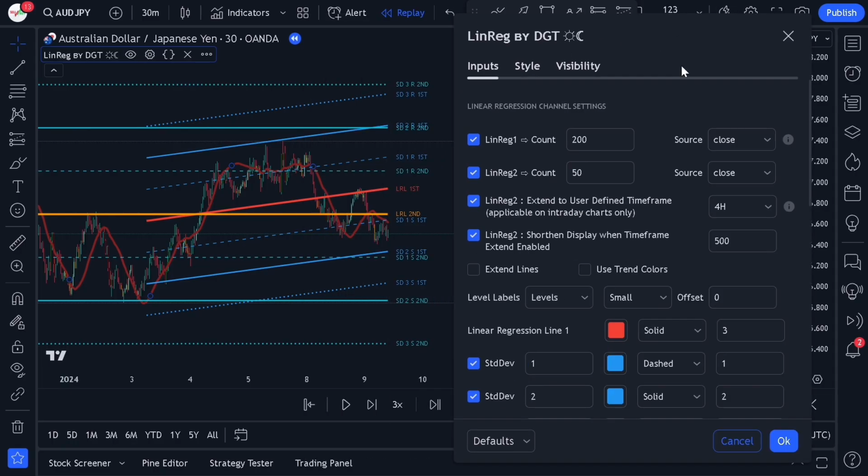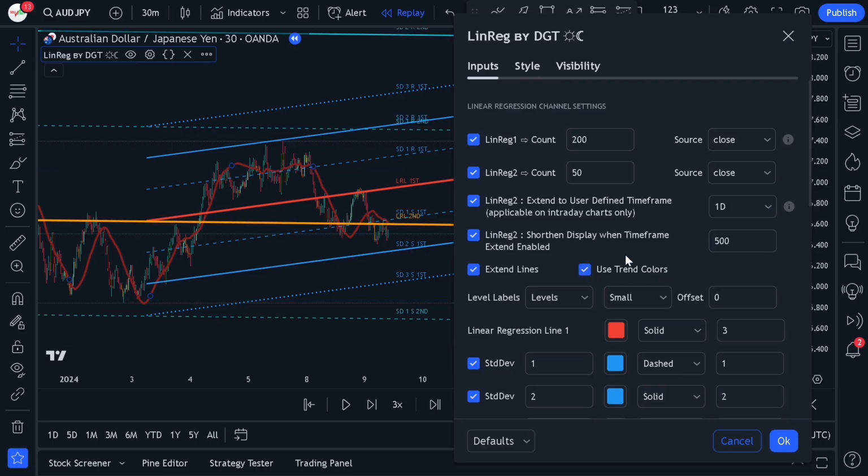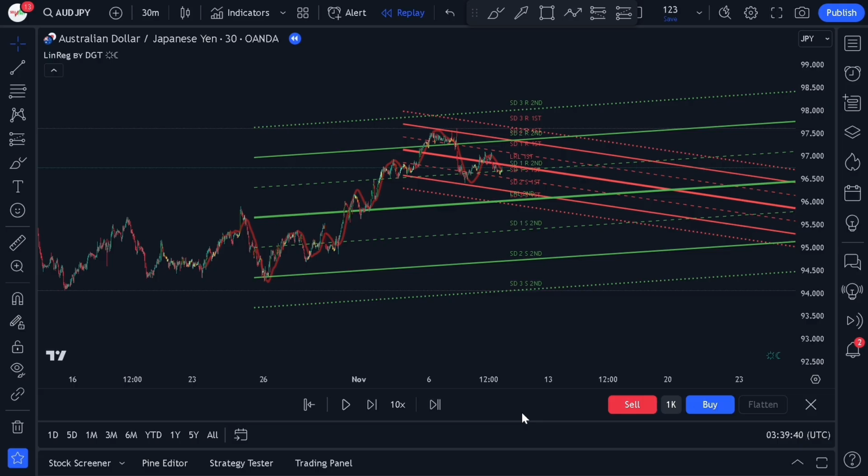First, we can see that the channel stops at the current candle. We want to enable Extend Line to have it plot beyond the current candle, allowing us to see projections. Next, let's increase this option to the daily, for the second channel to be plotted based on the daily time frame. Next, we want to enable True Colors. This will color the channels based on the slope. So here we can see we have a bullish channel and an internal bearish channel.